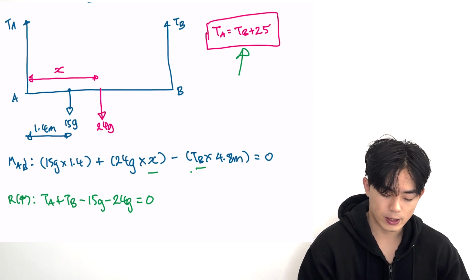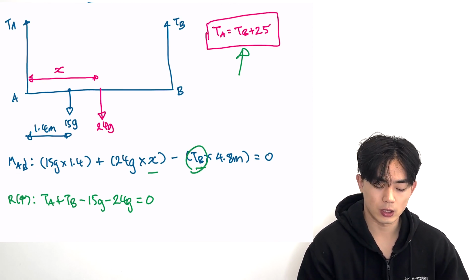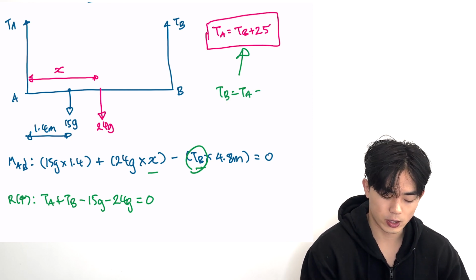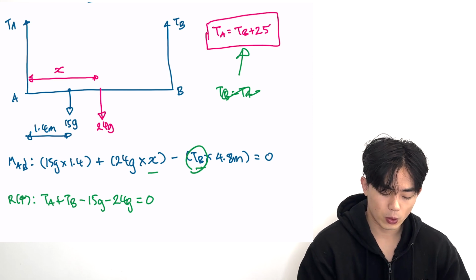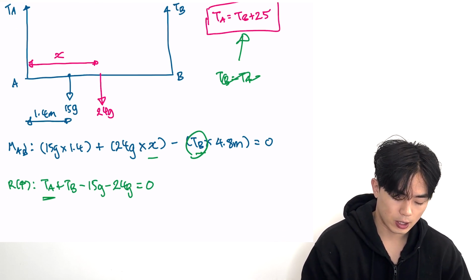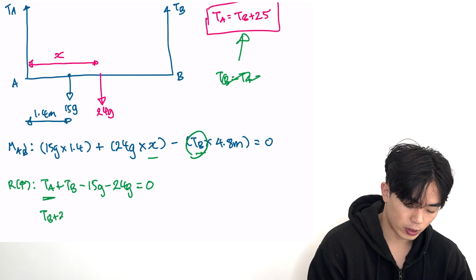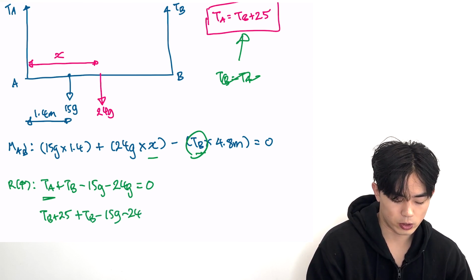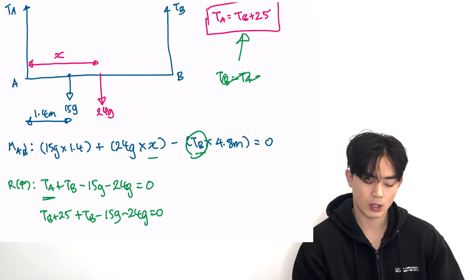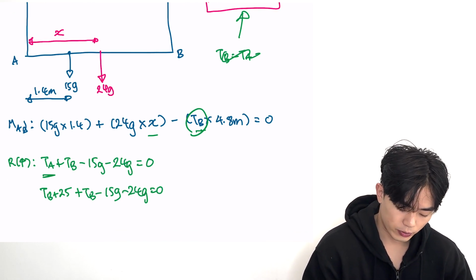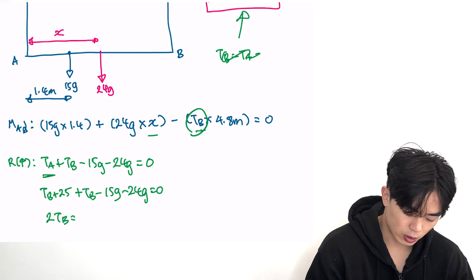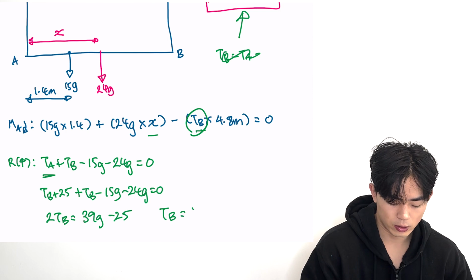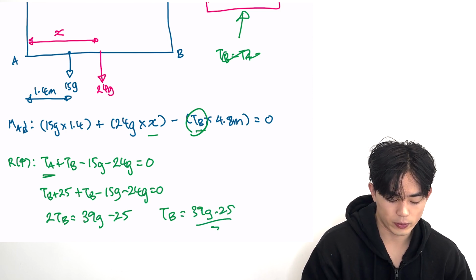Right, so we want to replace this TA and find what TB is equal to. You can see here, TA is equal to TB plus 25, which I can substitute into this TA position here. So I'll get that TB plus 25 plus TB minus 15g minus 24g is equal to 0, like this. Now just rearranging, what do we have? 2TB is equal to 39g minus 25. So TB is equal to (39g minus 25) all over 2.